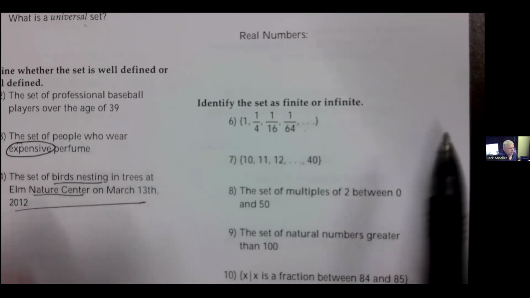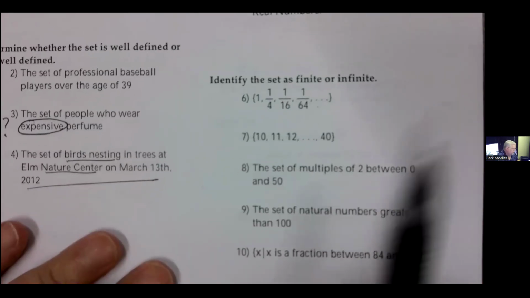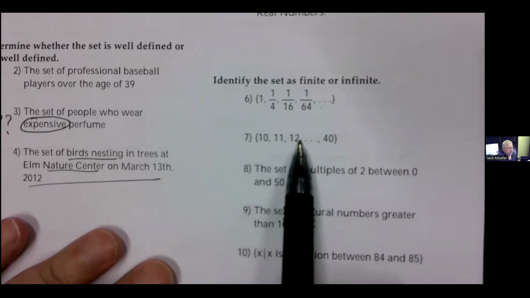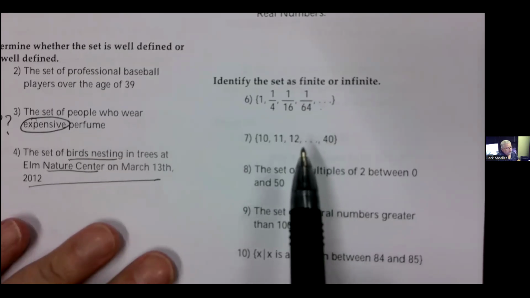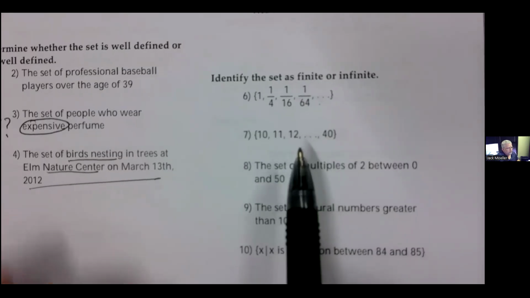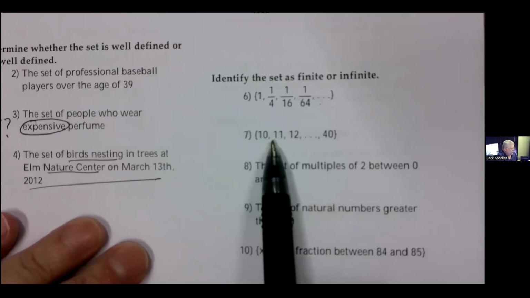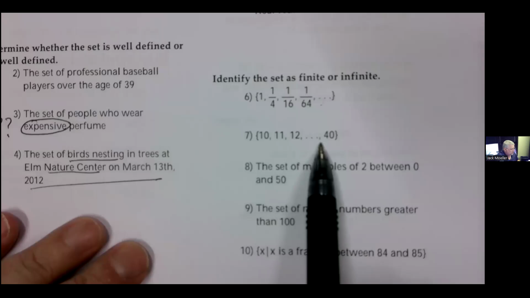That's never going to stop. So that's going to be infinite for us. Now, if you look at the next set, it starts at 10, 11, 12. What is that? Dot, dot, dot. Well, that dot, dot, dot means we're going on the pattern that's already established, which usually needs 3 numbers to establish a pattern. So 10, 11, 12, next will be 13, 14, 15, and so on.